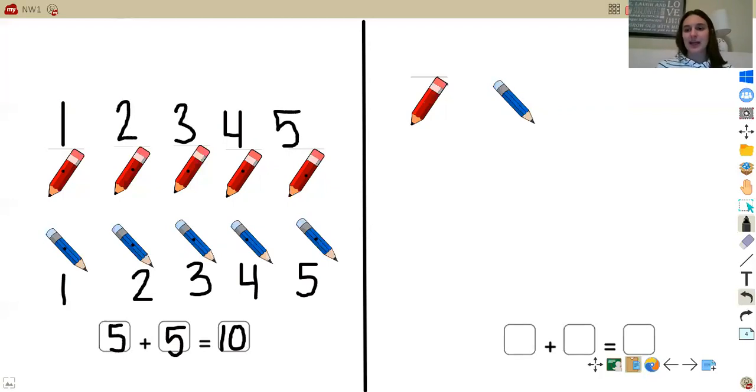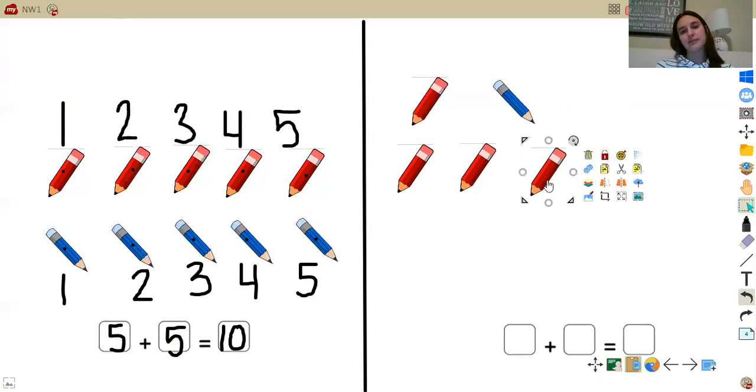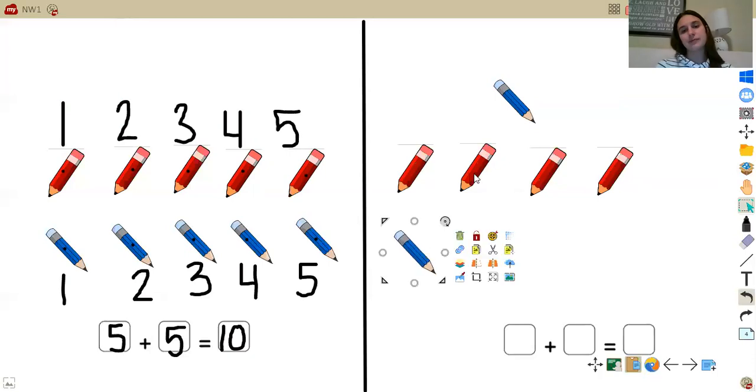Let's go ahead and show a different way to make the number 10 by breaking apart some more of my red pencils and my blue pencils.